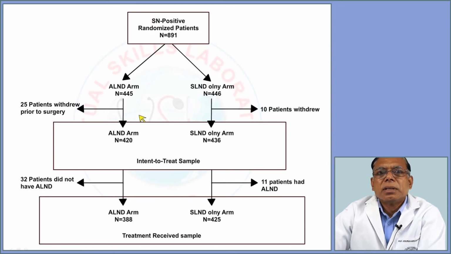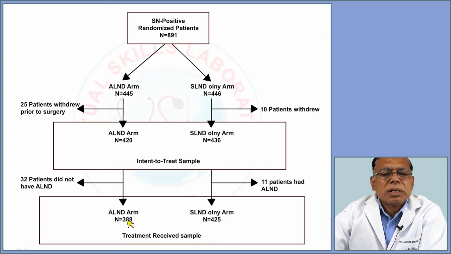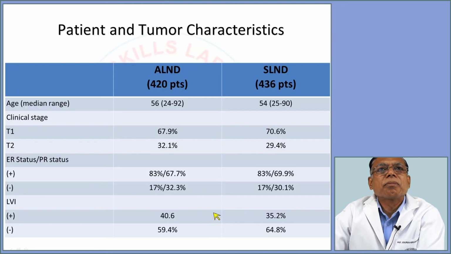So this is the CONSORT flow diagram for women who had undergone the Giuliano Z0011 trial. 445 patients were recruited in the ALND arm and 446 in the sentinel node biopsy arm, and then with the intention to treat sample, we evaluated 388 patients in the ALND arm and 425 patients in the sentinel node biopsy arm.